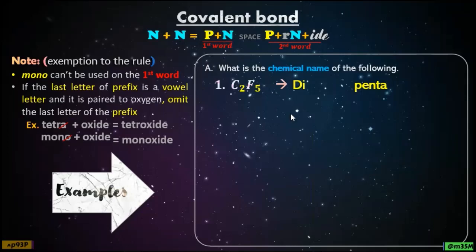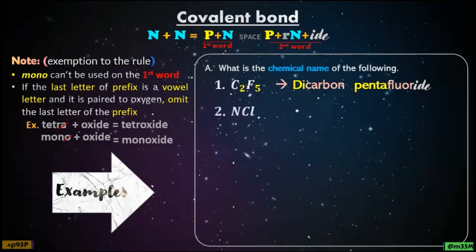Now, what is C? C is carbon. Now, what is F? That is fluorine. But remember, we will just get the root name then plus IDE. So the root name of fluorine is fluor and plus IDE. Again, the second word should end with IDE.